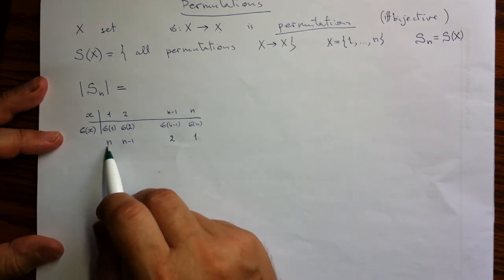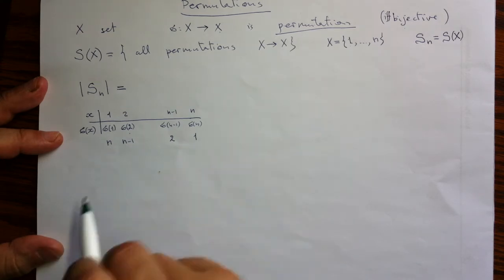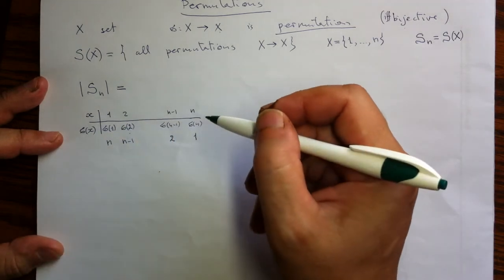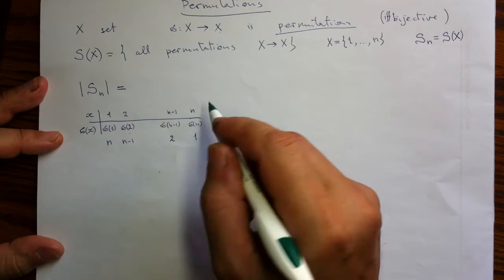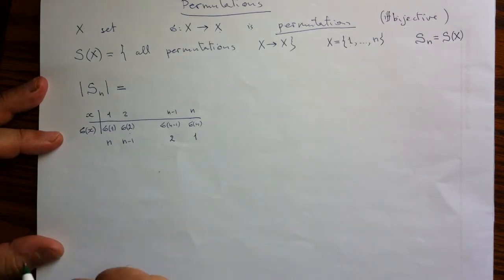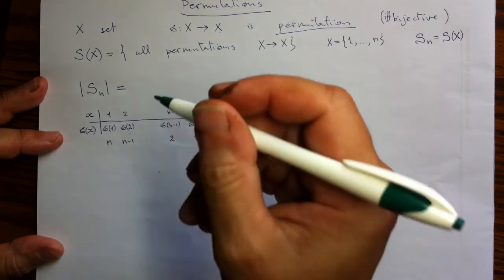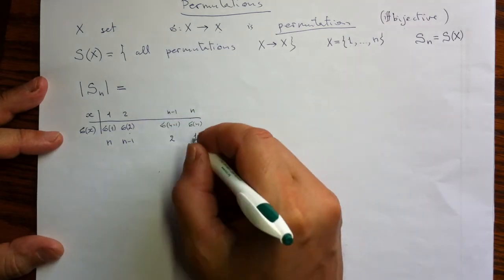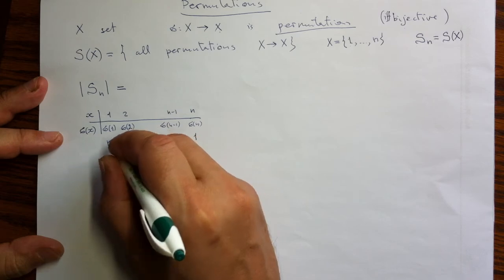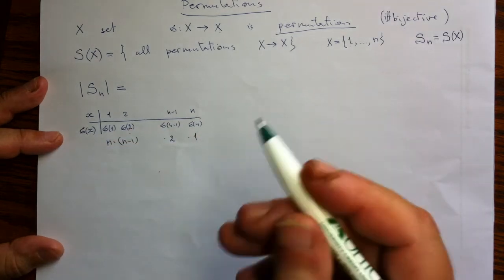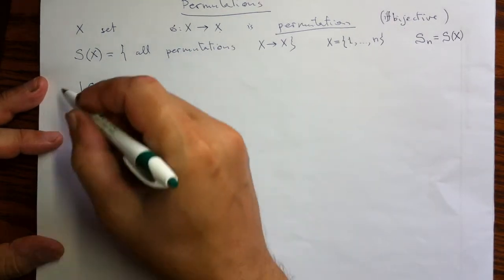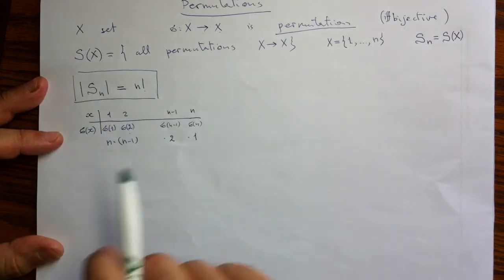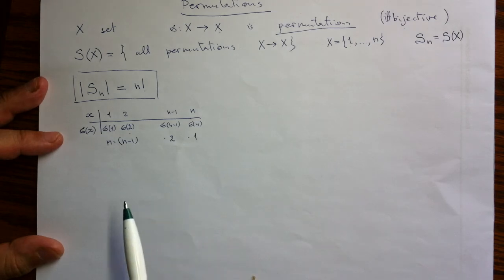And since these choices are independent, the numbers can be multiplied when we count all possible tables of functions. So that will become the product of 1 and 2 and all the way down to n. And that product is called n factorial. And that is the quick formula for counting the number of permutations.